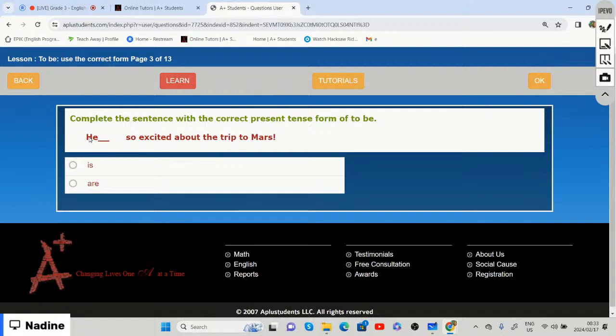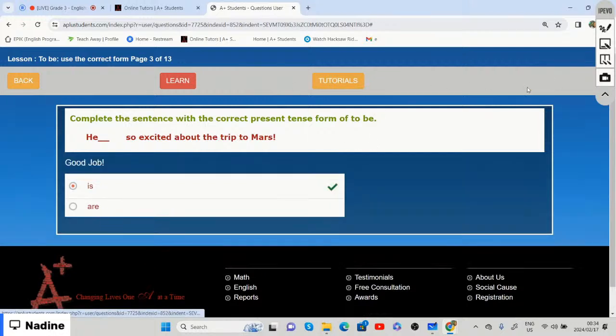All right, so if we are going to complete the sentence with the correct present tense form of to be, then we're going to say he is so excited about the trip to Mars. And remember, we said that if we use the singular form, which is either he, she, or it, then we use the present tense form of to be, which is is, and if we use, for example, the plural form, which refers to more than one person, we say are. So he is so excited about the trip to Mars.